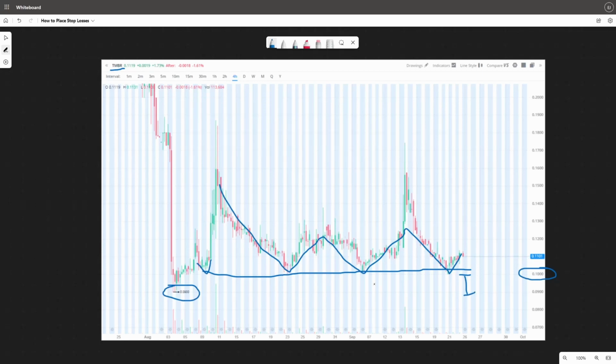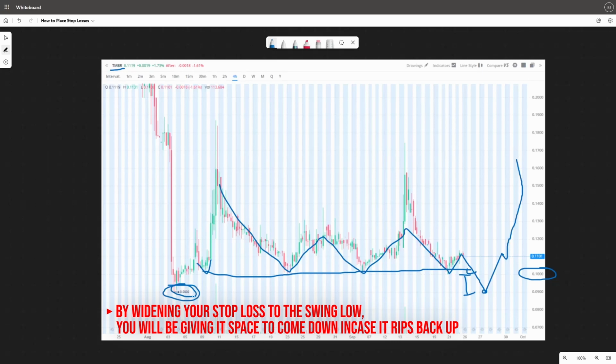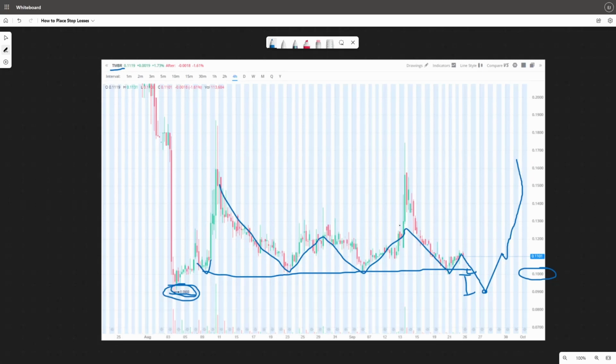If you chose to put your stop loss at 10 cents, what if it came down and it bounced off a 9 back here and it went back up to 11 cents, 12 cents, 13, 14, 15? You'd be stressing out because you just stopped out at 10 cents right before it ripped to 16. So by widening your stop loss to the swing low, you'll be giving yourself some wiggle room and space in case it does decide to rip back up. You don't want to place your stop loss too far from your entry price though, since that'd be adding too much risk on your position.